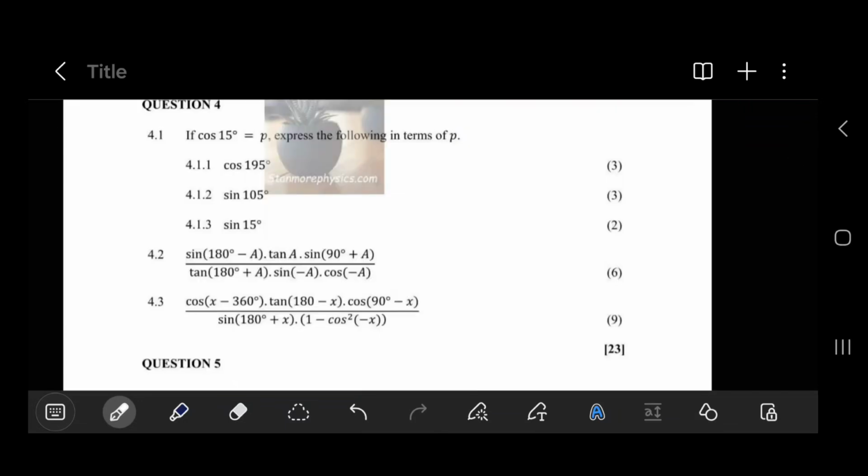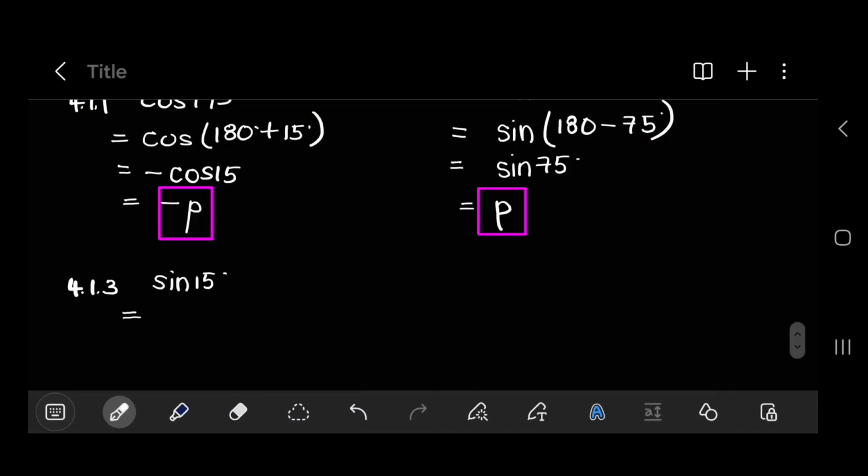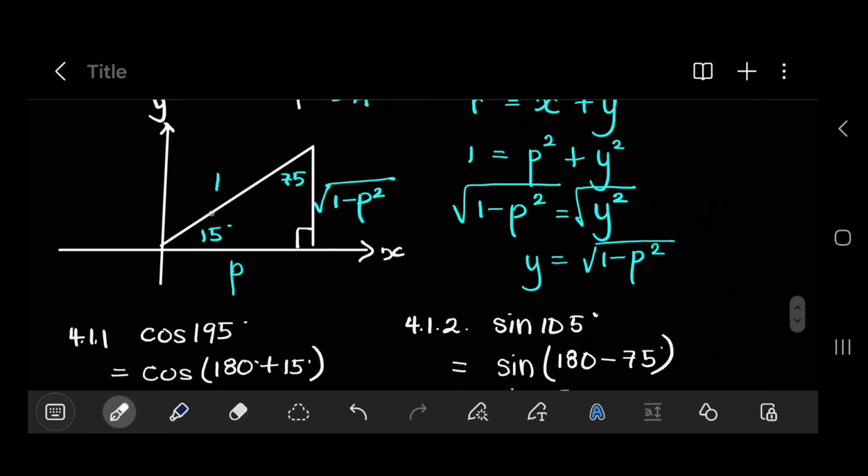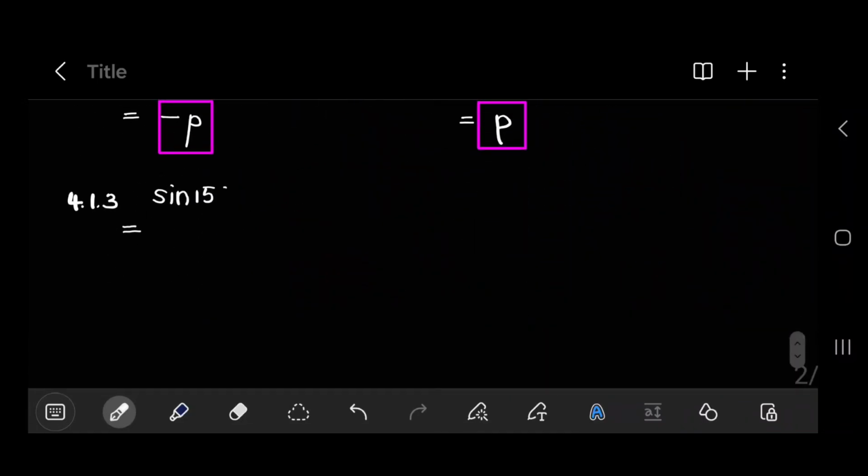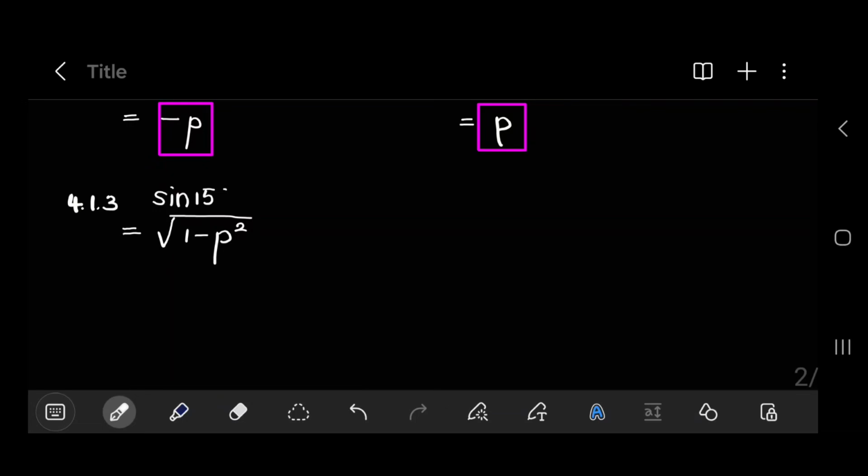And 4.1.3, we need to get sine 15 degrees. So to get sine 15 degrees, let's go to our diagram. Here is 15. Sine is going to be opposite over hypotenuse. It's going to be the square root over 1. But since it is over 1, we don't actually need to write it. We can just say square root of 1 minus p squared. If you want to put the 1 at the bottom, it doesn't change the answer. You can leave it there, but also, without it, that's fine as well. So that's our value for sine 15 degrees.